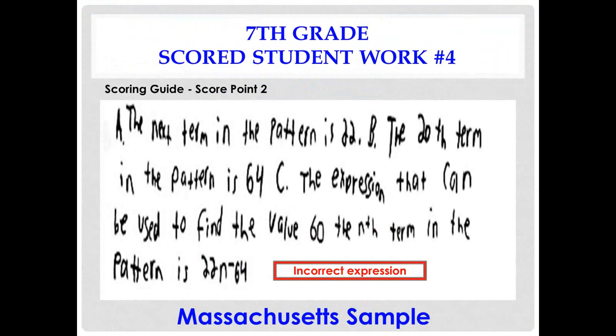Next is the student that scored 2 points. It says the next term in the pattern is 22. That's their answer to part A. Part B is the 20th term in the pattern is 64. Okay, and then C is the expression that can be used to find the value of the nth term in the pattern is 22n minus 64. So on part C is where they made it incorrect, with the incorrect expression being used to find the nth term.